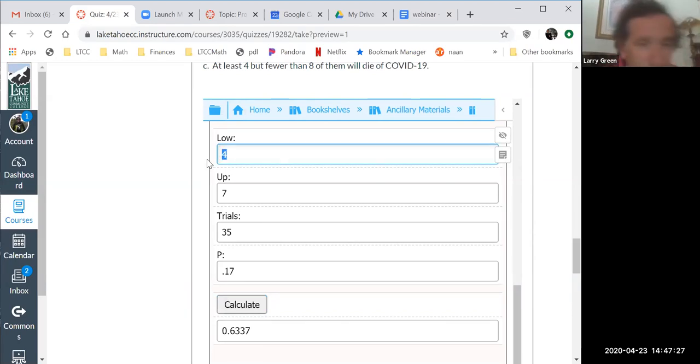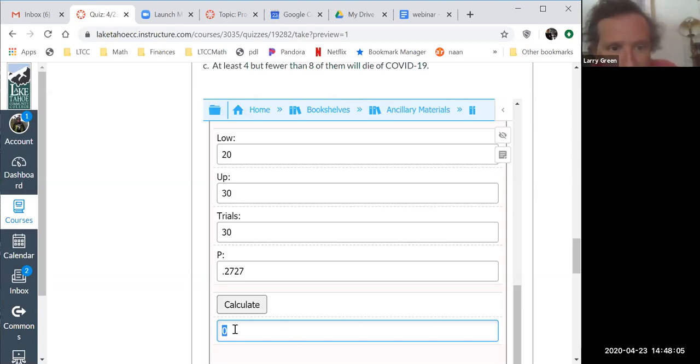Our low was 20. Our high was 30. Our number of trials was 30. And P was 0.2727. And hit calculate. 20 to 30. And so it's a very low probability is what it says. Number of trials, probability of success is 0.2727.